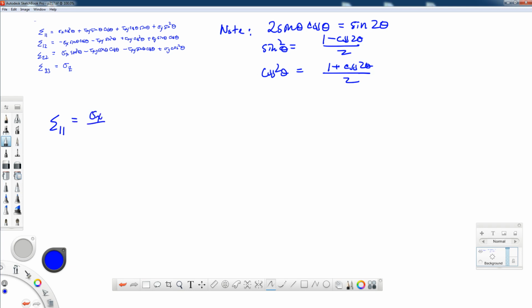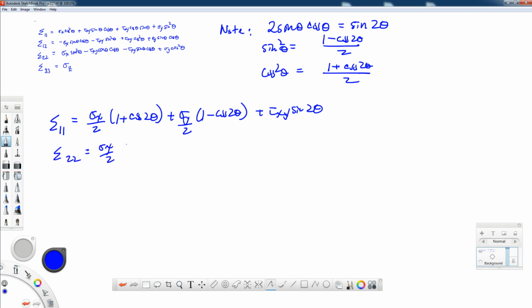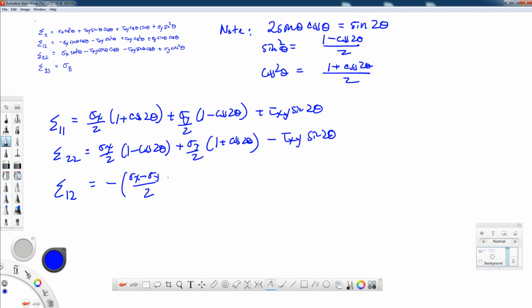Capital sigma 1, 1 is sigma x over 2, 1 plus cosine 2 theta plus sigma y over 2, 1 minus cosine 2 theta plus tau xy sine 2 theta. Capital sigma 2, 2 is sigma x over 2, 1 minus cosine 2 theta plus sigma y over 2, 1 plus cosine 2 theta minus tau xy sine 2 theta. Capital sigma 1, 2 is equal to minus quantity sigma x minus sigma y over 2 sine 2 theta, plus tau xy cosine 2 theta.